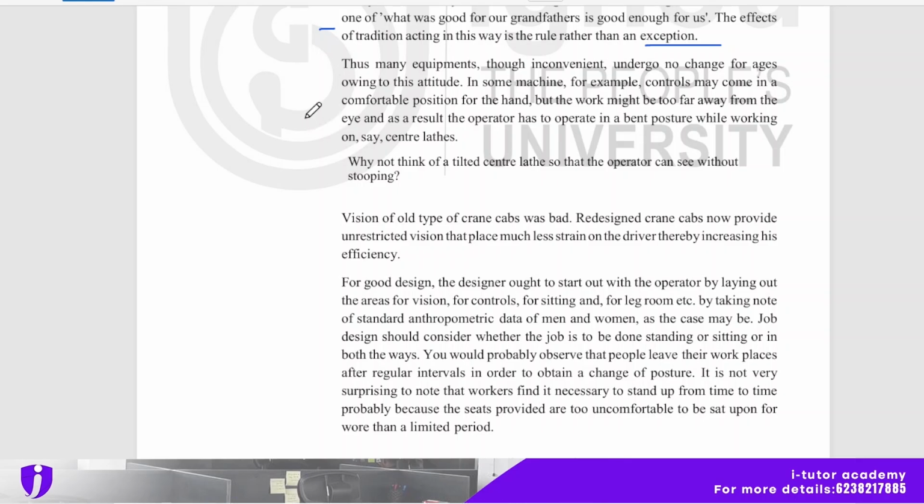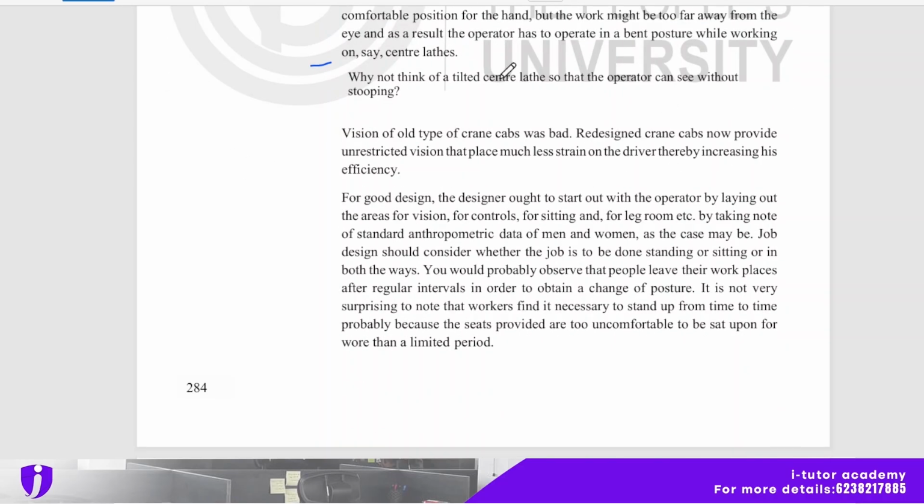And in some machines, for example, the control may come in a comfortable position for the hand, but the work might be too far away from the eye, and as a result, the operator has to operate in a bent posture while working on, say, center lathes. And why not think of tilting the center lathe so that the operator can see without stooping? And vision from all types of crane cabs was bad, and redesigned crane cabs now provide unrestricted vision that places much less strain on the driver, thereby increasing his efficiency.